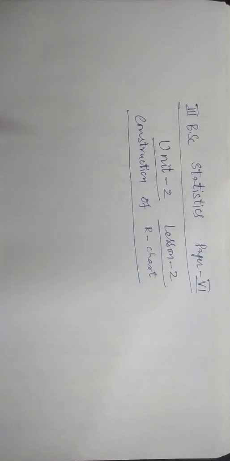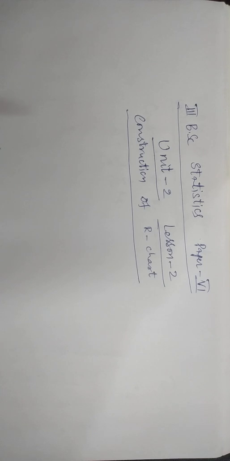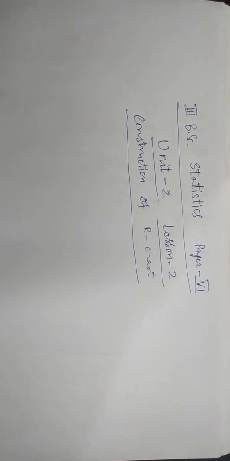Earlier we have discussed construction of X bar chart. The first 3 points are the same in the construction of R chart as well. That is, the first step, measurement, is as usual the same. Second step, selection of samples or subgroups, is also the same. Now the third step is calculation of X bar, R and S for each subgroup or sample.